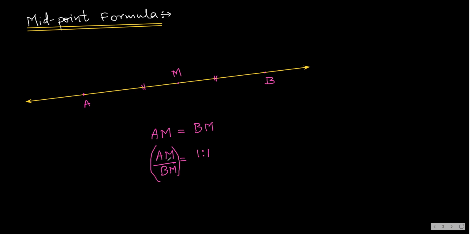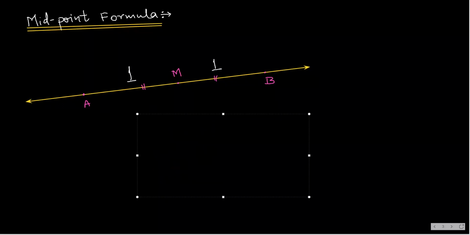What does that mean? AM upon BM is 1 is to 1. It means point M divides segment AB. See, M is being repeated: M is in the numerator and M is also in the denominator. So what you understand is point M is dividing segment AB internally in the ratio 1 is to 1. So whenever there is a midpoint, the midpoint always divides the segment in the ratio 1 is to 1. That you need to follow. So what will happen is, here I write the statement. Point M is midpoint of segment AB.